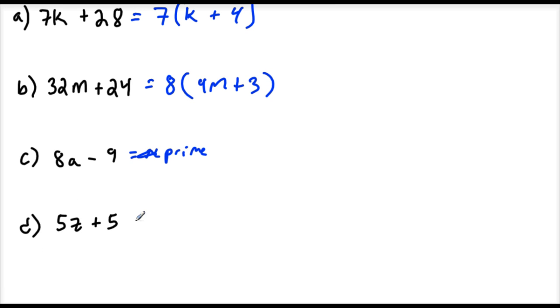5z plus 5: they both have a 5 in common, so I'm going to pull out the 5. 5 times what is 5z? Well, just z. And then 5 times what is 5? Well, it's plus 1. And there we go.